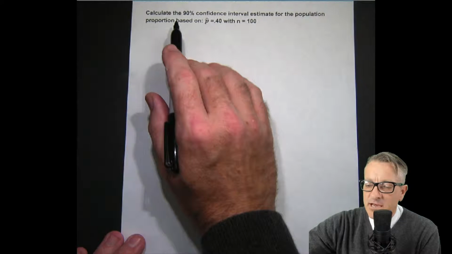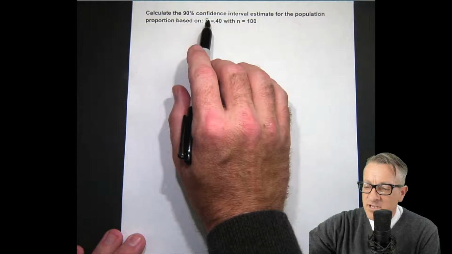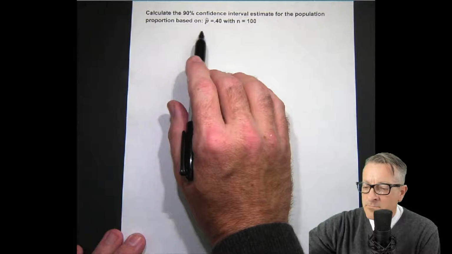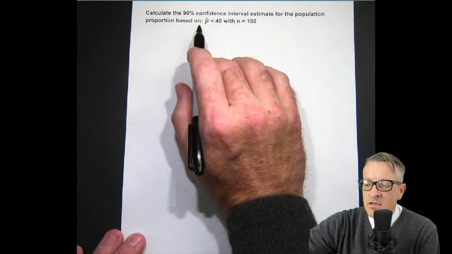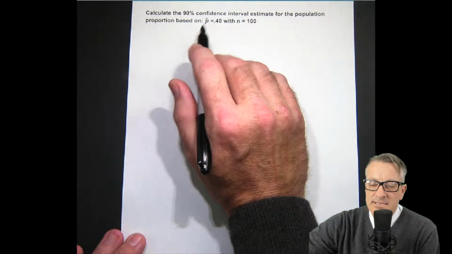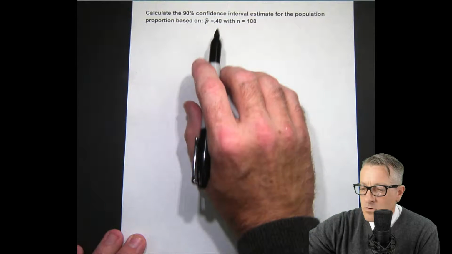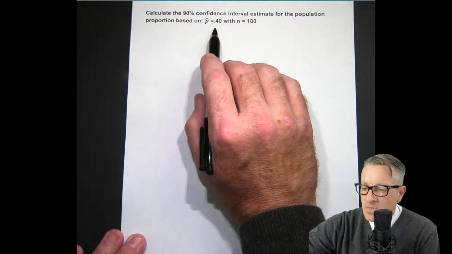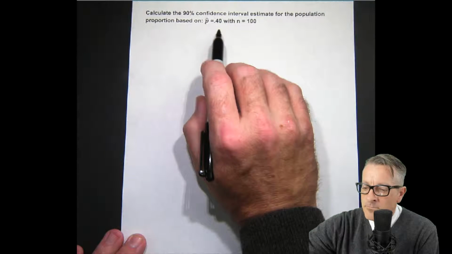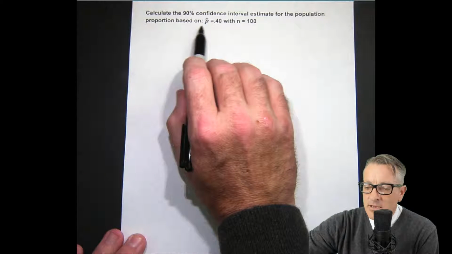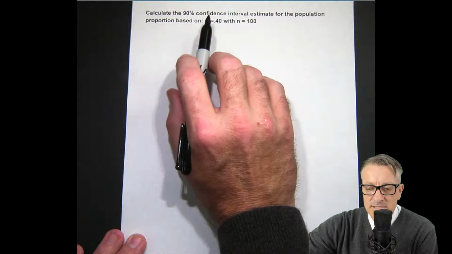Okay, so it says calculate the 90% confidence interval estimate for the population proportion based on p hat, meaning our proportion that is a sample-based proportion. It's not a population proportion. So our sample-based proportion is 0.4 with n of 100. Now sometimes you see p hat being p bar or p hats, same thing.